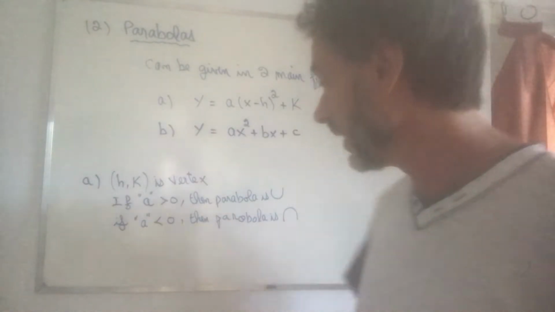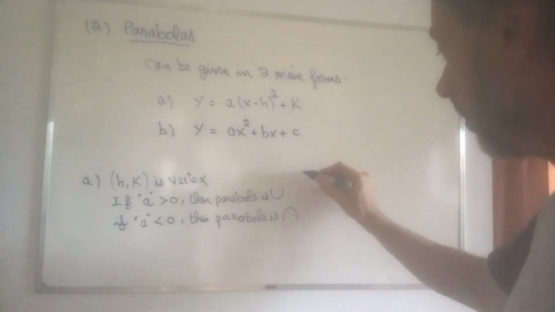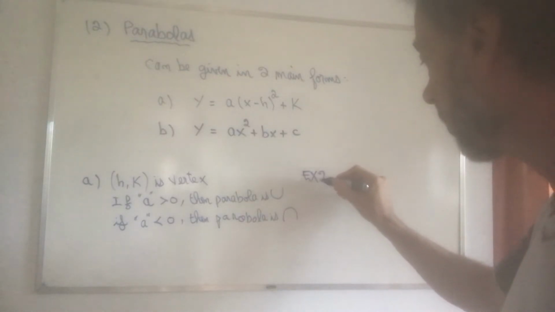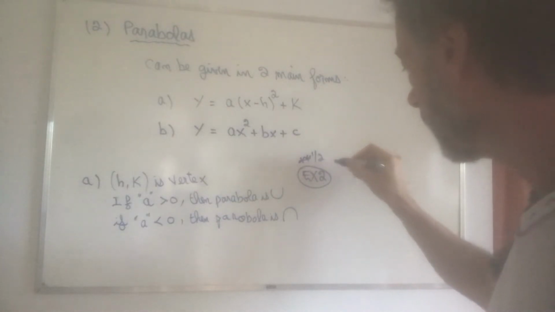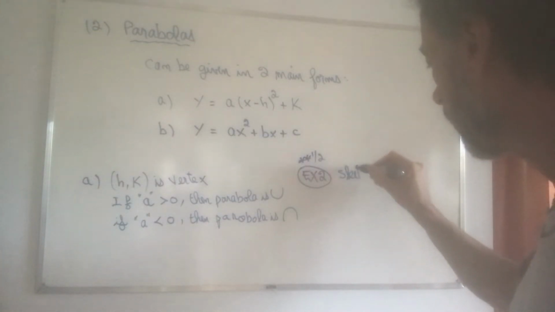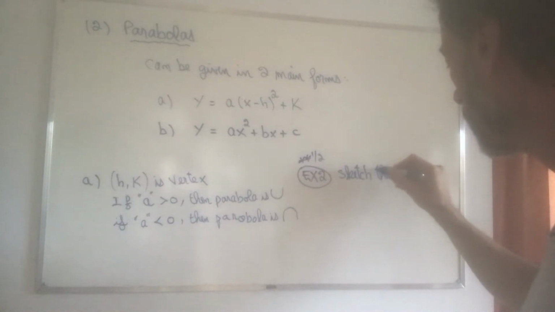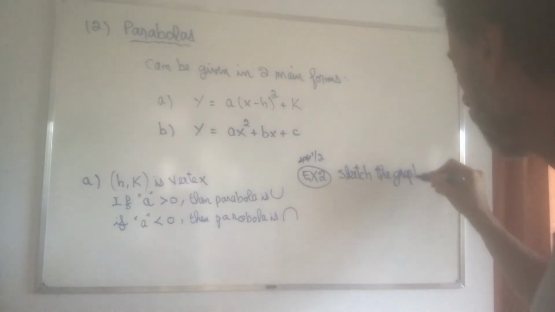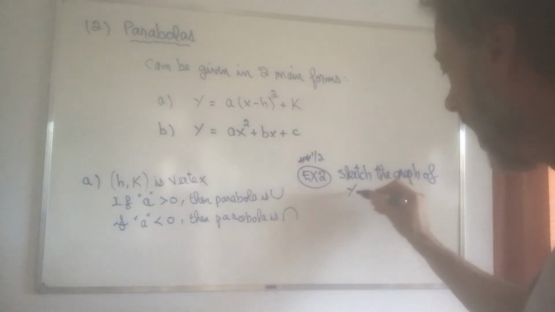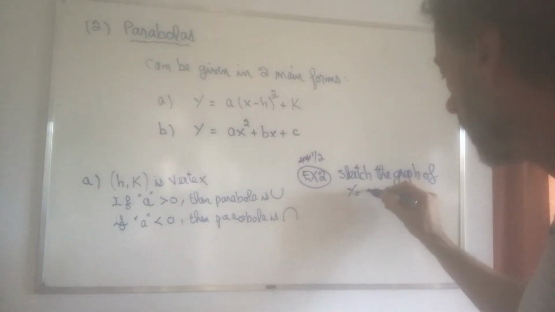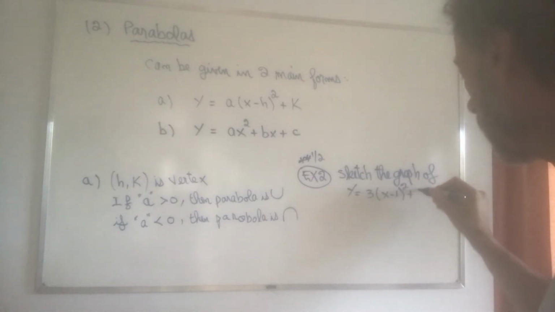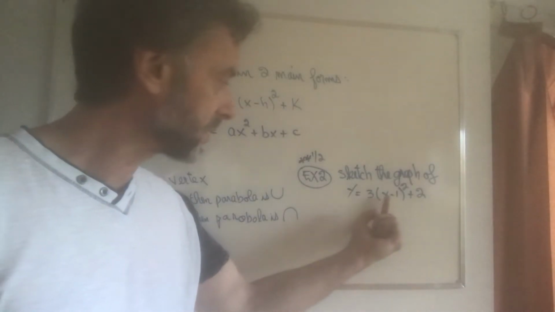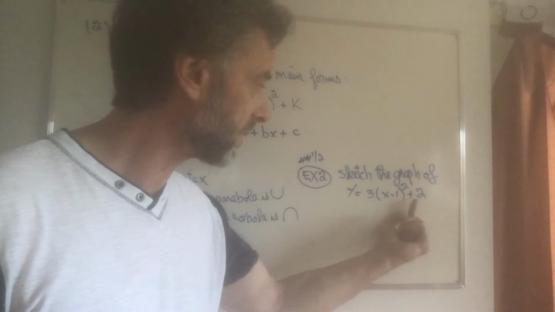So basically we can do a quick example of this. Example 2, maybe 2.5 stars. Sketch the graph of, say, y equals 3(x minus 1) squared plus 2. You recognize here a(x minus h) squared plus k.